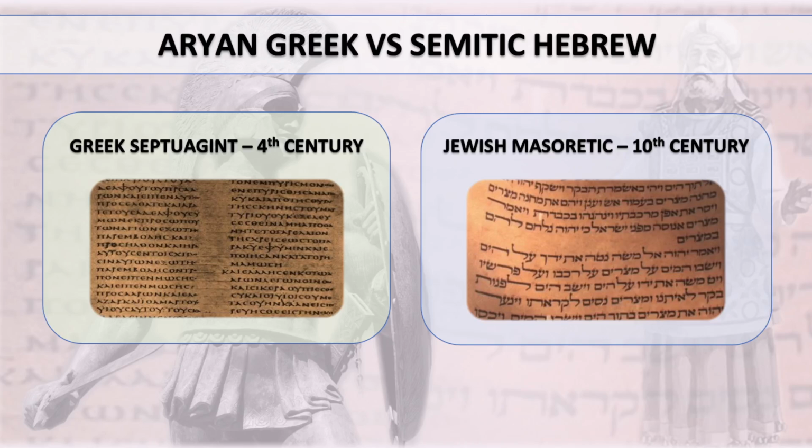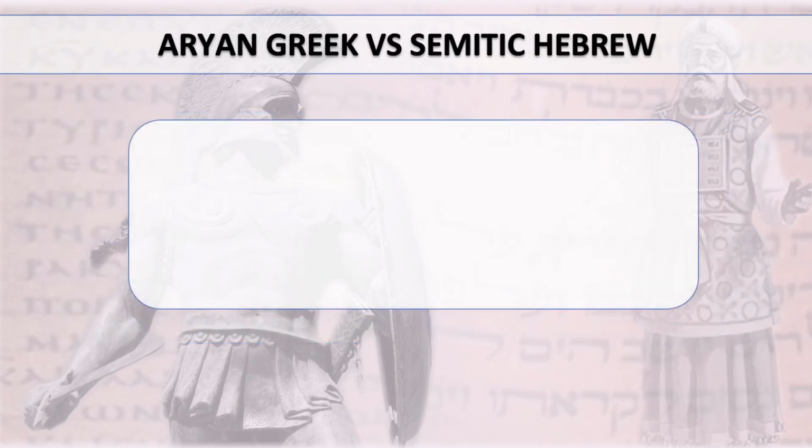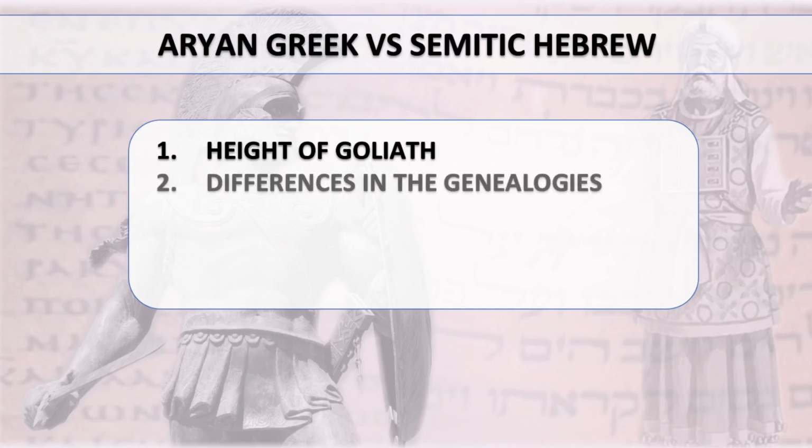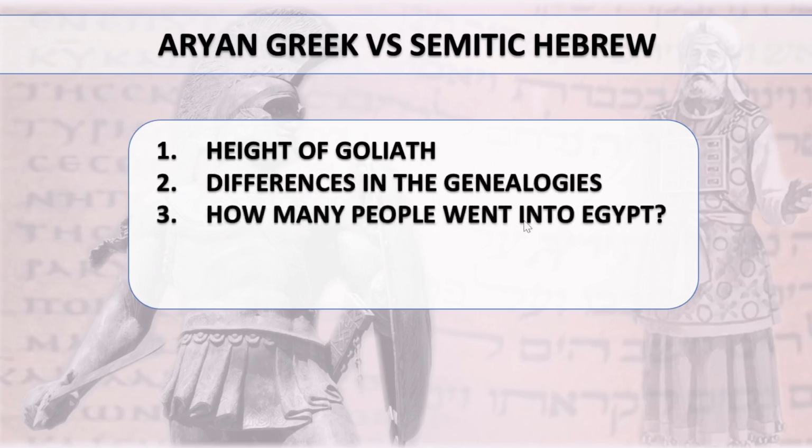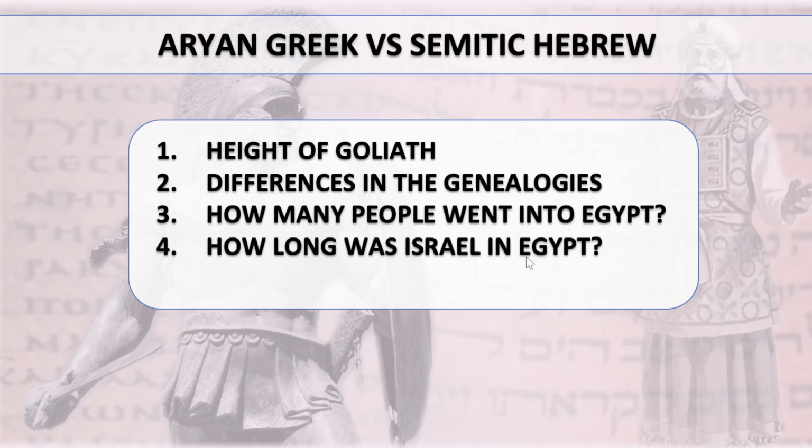So we're going to start off with the height of Goliath. We're going to notice a big difference between the heights that are given, and to me this really changes the whole story of the Bible. Again, the Greek Septuagint is going to give us a very realistic height for Goliath. Then we're going to move to differences in the genealogies, and this is where I think it gets pretty interesting. We're going to talk about how many people went into Egypt and the differences there, and how long Israel was in Egypt. And then we're going to go over the history of Abraham.